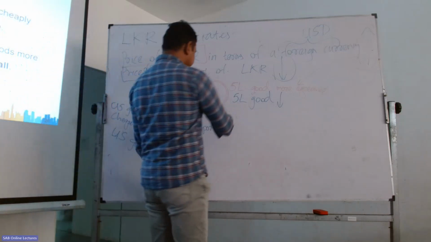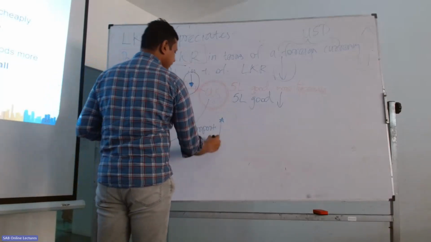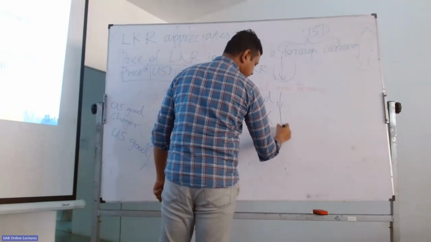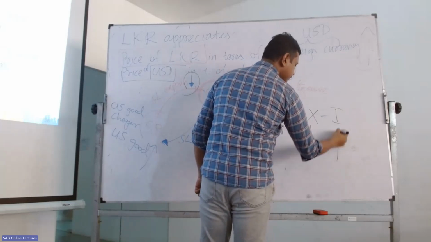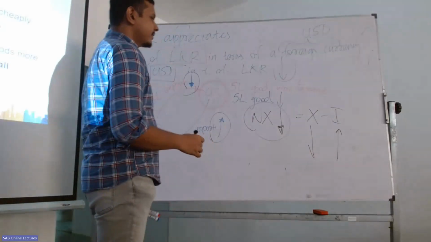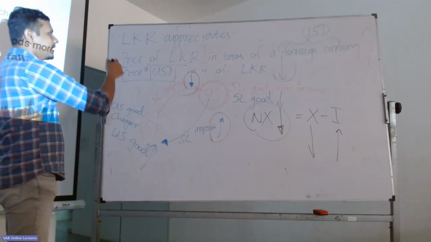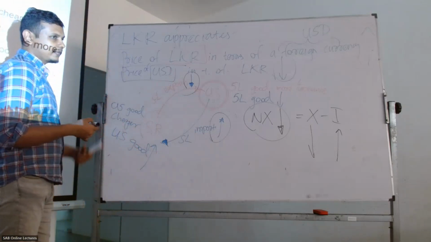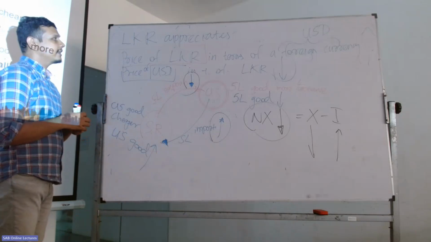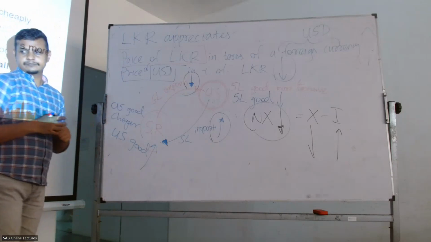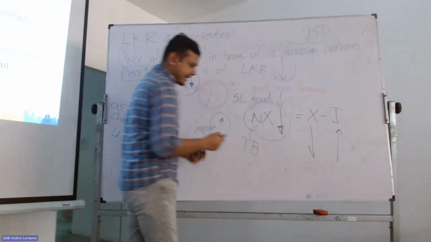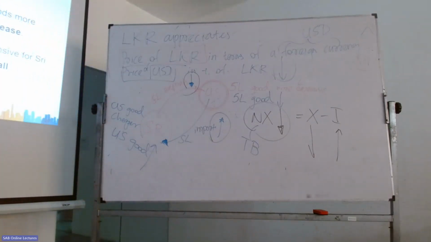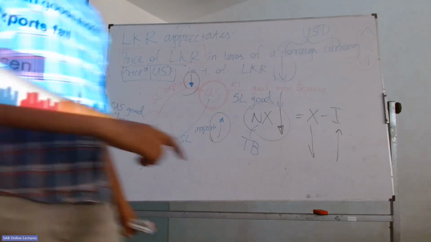When exports decrease and when imports increase, what happens is net export will go down. Because net export is export minus import. Exports go down, imports go up. So as a result, net export will go down. Net export value will reduce. That is what happens when LKR appreciates and when USD depreciates. The opposite will happen when LKR depreciates and when USD appreciates. Net export, we can give another name, trade balance. Trade balance is another name for net exports. So when LKR appreciates and USD depreciates, trade balance will worsen.